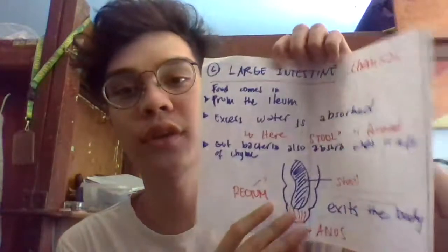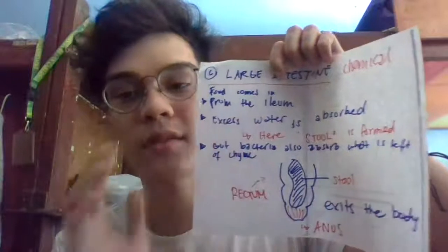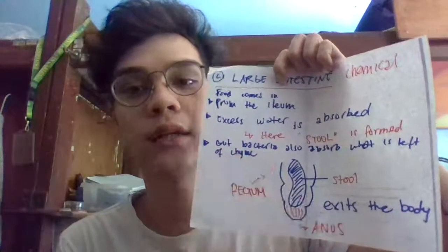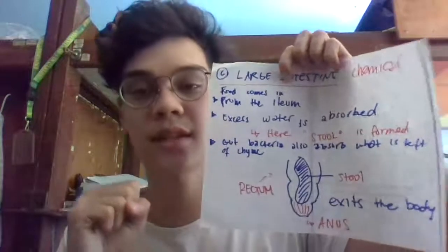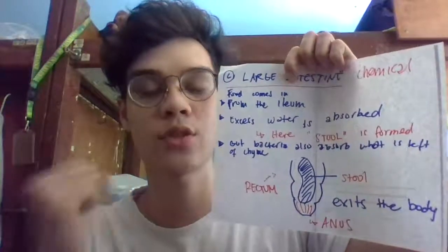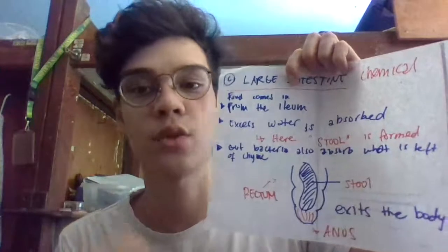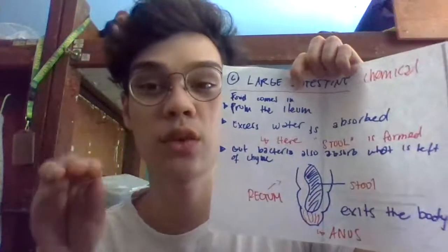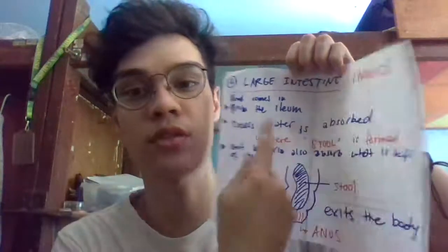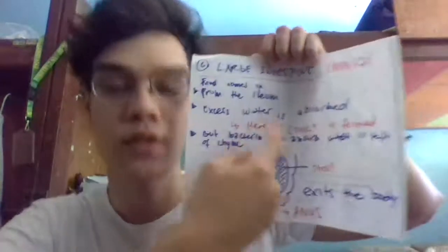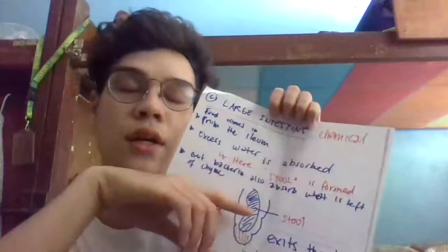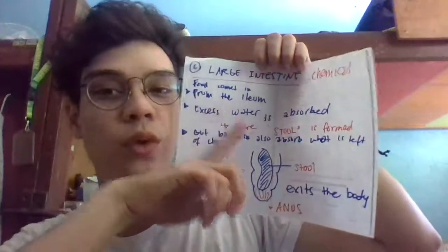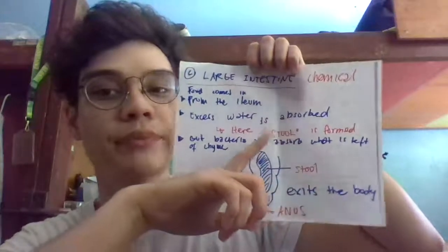the rest of the food, the rest of the residue, goes down the ileum. So the nutrients are absorbed from it. There are no nutrients within it anymore. So what happens is it's sent into the large intestine, which is from the ileum, because the ileum is the end part of the small intestine.